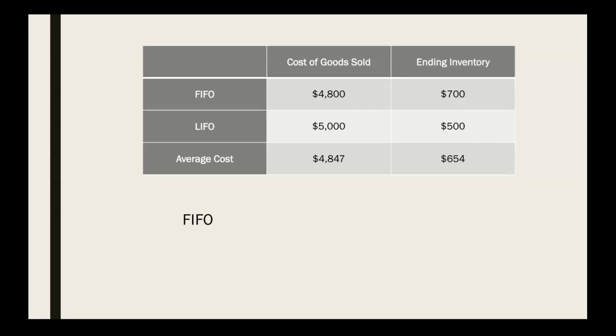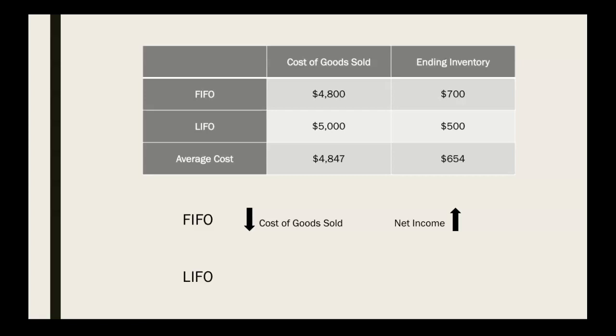So, FIFO, lower cost of goods sold. What is that going to do for a company? That's going to give them a higher income, right? Because back when we solved for the blanks in the multi-step income statement, cost of goods sold was an expense. So if we had a lower expense, we could have a higher net income.